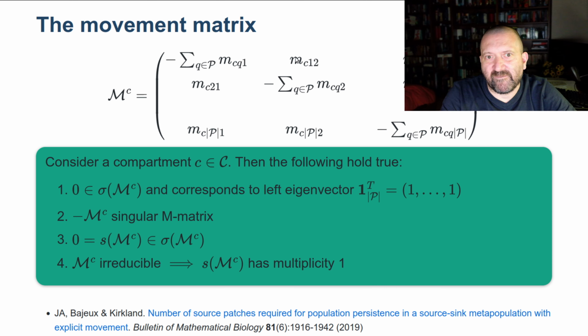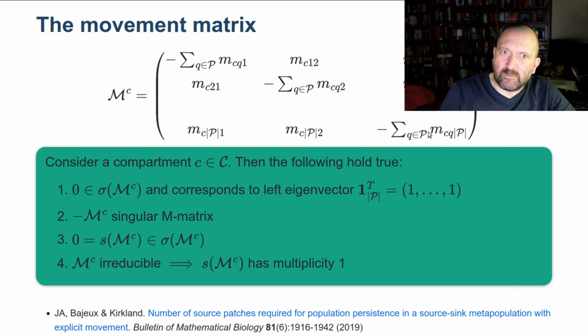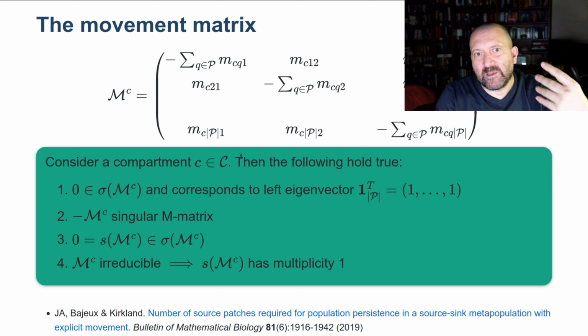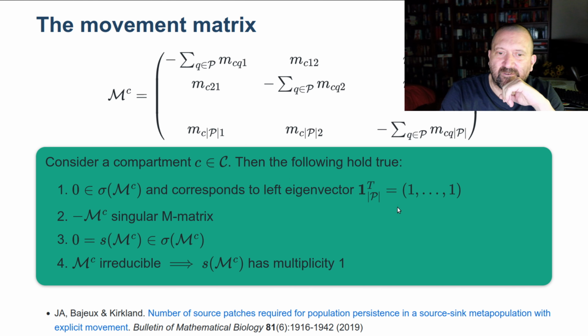So here, for instance, this is movement for compartment C of individuals from patch 2 to patch 1, of individuals from patch cardinal P to patch 1. So the rows are the rate of movement into the different patches, with the diagonal terms representing the rate of movement out of those different patches. Okay, so we'll meet this matrix again. This matrix has some important characteristics. So let me take any compartment. Then the following is true. First of all, 0 is an eigenvalue, and it corresponds to a left eigenvector that is the eigenvector of just ones.